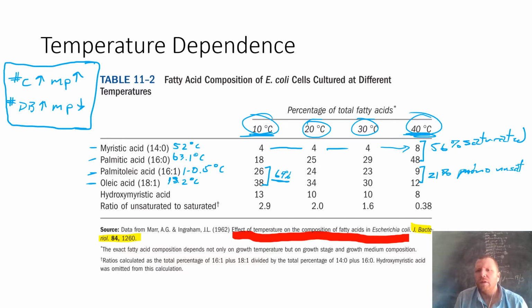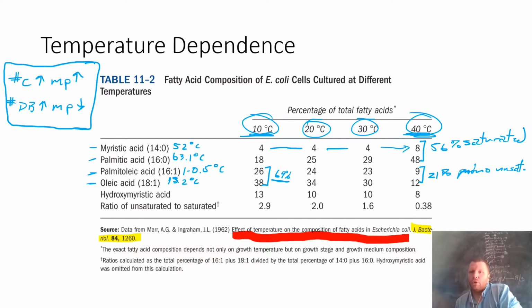And so what this really speaks to is what the cell is wanting. The cell is wanting a membrane to be fairly fluid. They don't want a completely rigid thing. And so at a low temperature, what do they have to do? They have to increase the percentage of monounsaturated fatty acids and reduce the number of saturated fatty acids.